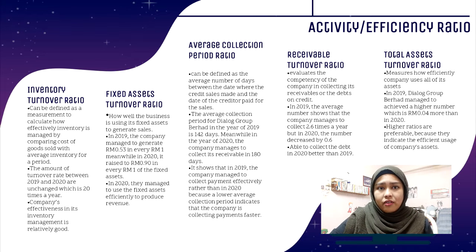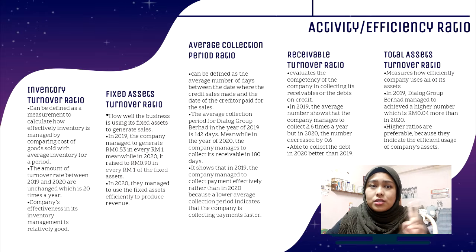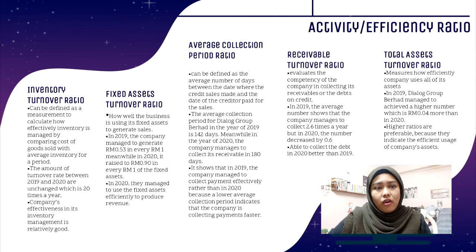Meanwhile, in the year of 2020, the company managed to generate 32 cents of sales for every 1 ringgit in its overall total assets. This can be the indicator that in the year of 2019, Dialog Group Berhad managed to achieve a higher number than 2020, where it shows that the company managed to utilize more of the total assets well in 2019 instead of 2020.